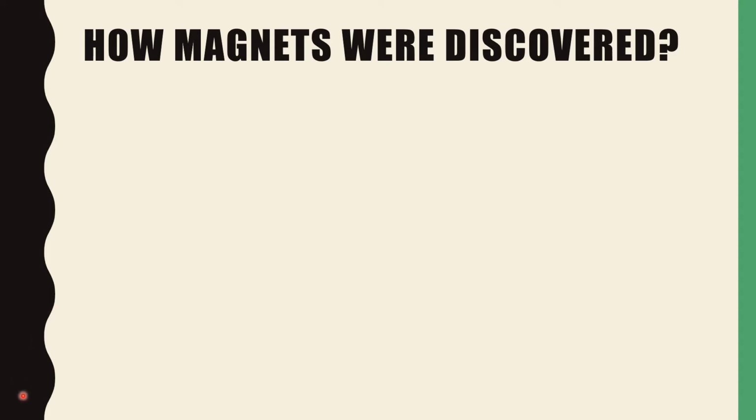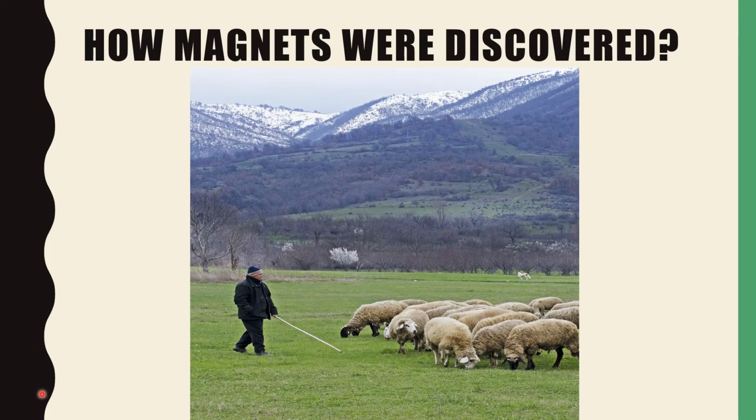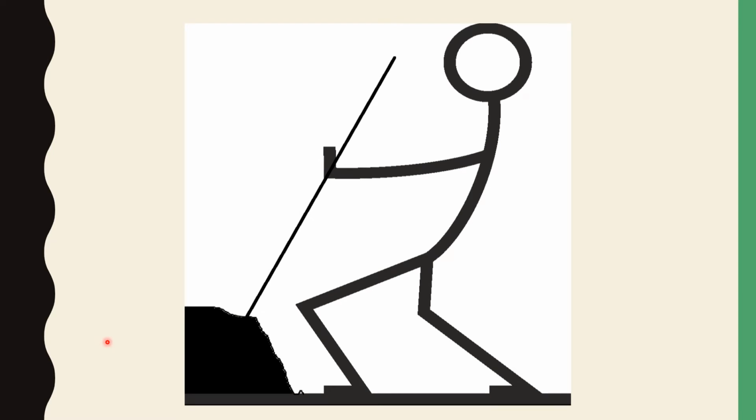How magnets were discovered. There is a very interesting story related to the discovery of magnet. Once there was a man named Magnus. He was a shepherd. He had a stick with an iron piece in the end to control his herds. He used to take his herd of goats and sheep for grazing in the nearby mountains. One day he took his herd for grazing, and to his surprise he found it very difficult to pull his stick from a rock. It seemed like the stick got attracted by the rock.